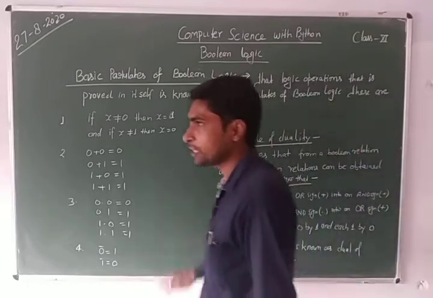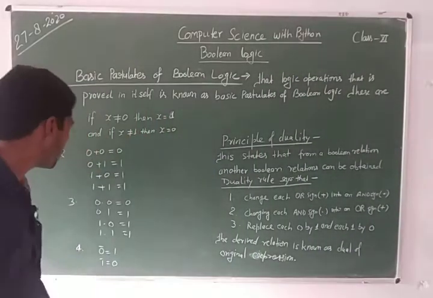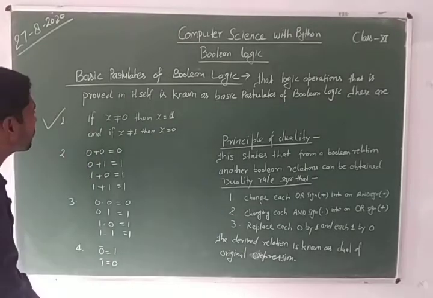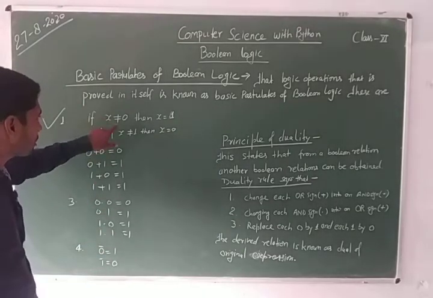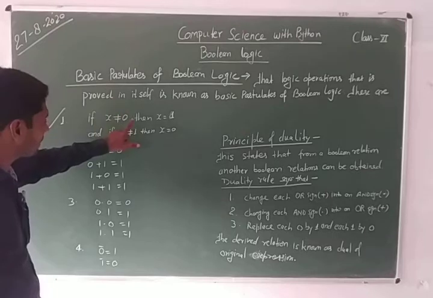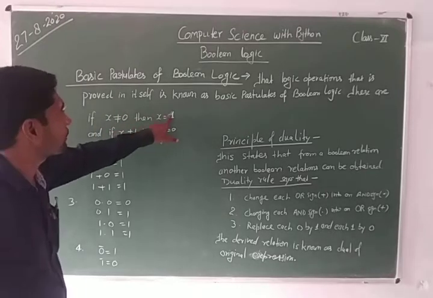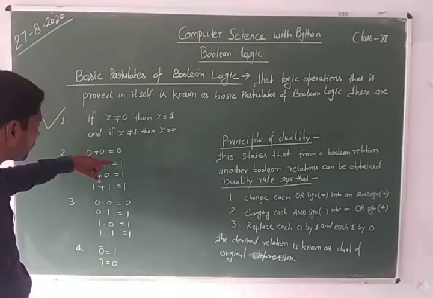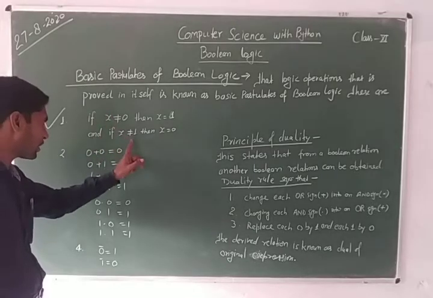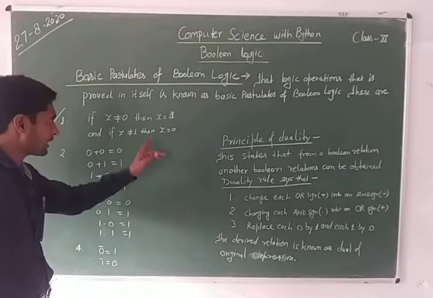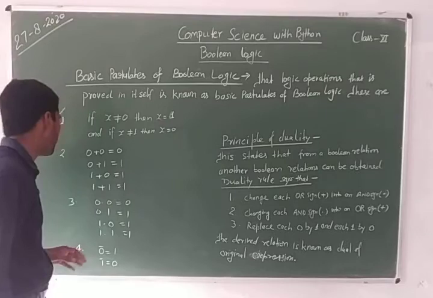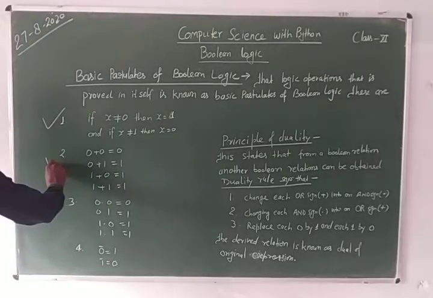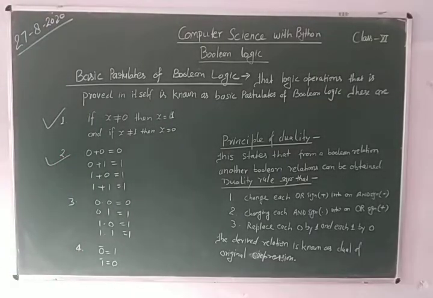I am going to list these rules. First rule: if a Boolean variable x is not equal to 0, then it is clear its value will be 1. And if a Boolean variable is not equal to 1, then it is clear its value will be 0. The second rule is related with the OR operation.